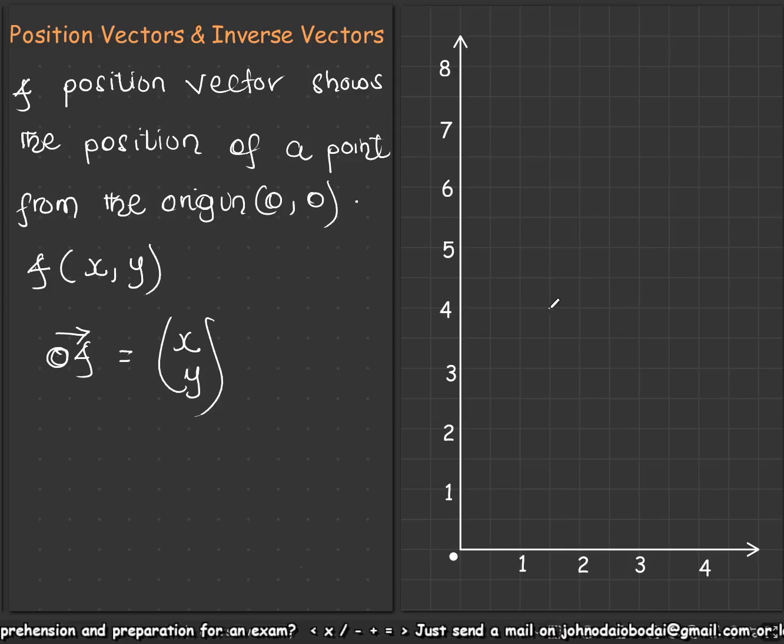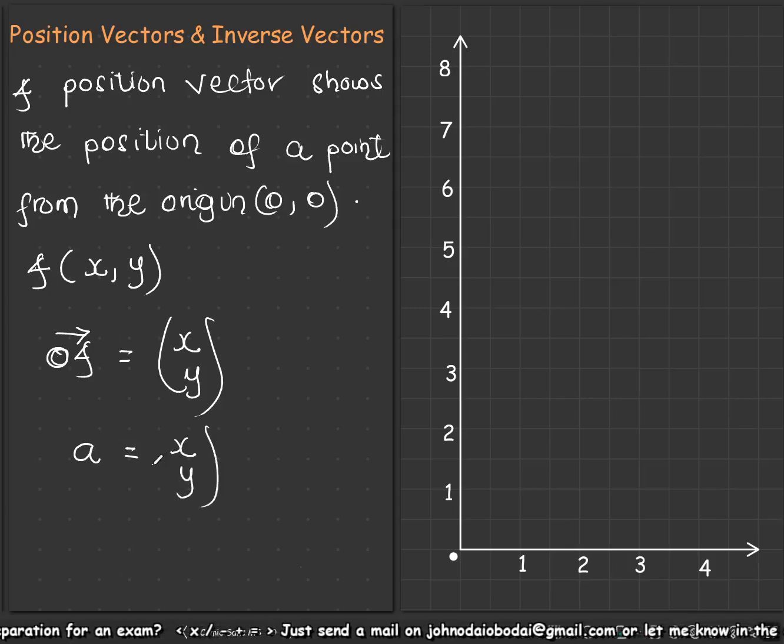If you look at this Cartesian plane I have over here, this is the origin. Now take note that it is only position vectors that we can also use small letters to represent them. So apart from OA, I can also call it small letter a, with coordinate x, y. So this is how we represent position vectors.